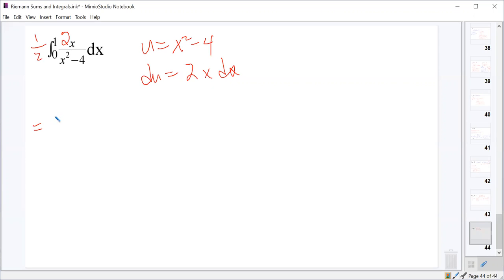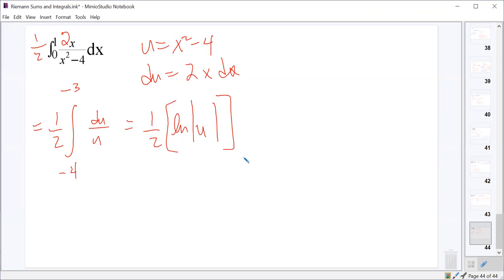So good. We got 1/2 of an integral of du over u. And our limits of integration need to change. 0 squared minus 4 ought to be -4, and 1 squared minus 4 ought to be -3. And so now we end up with 1/2 the natural log of the absolute value of u. And we'll evaluate that from -4 to -3. Everybody good or no?